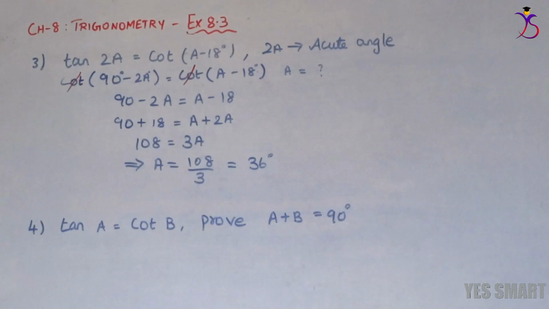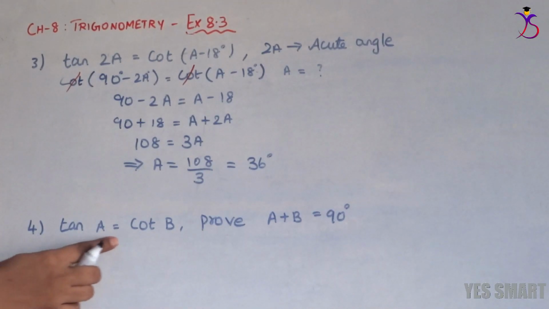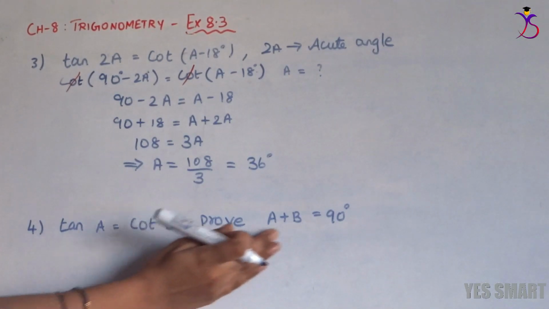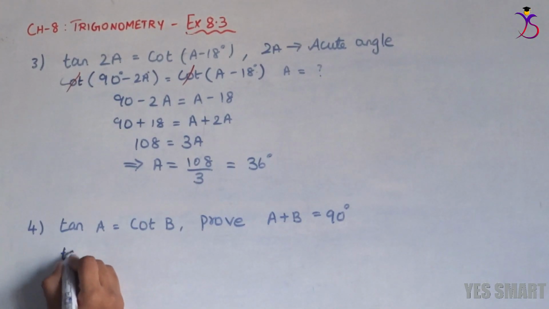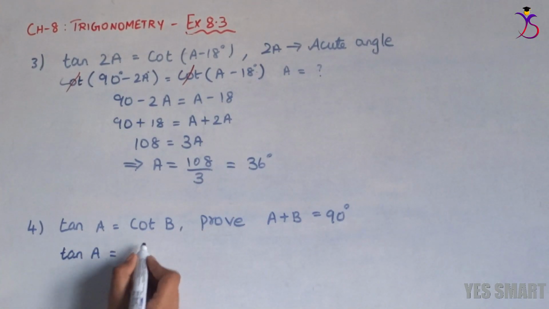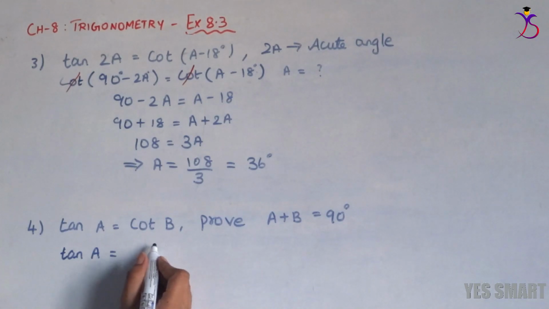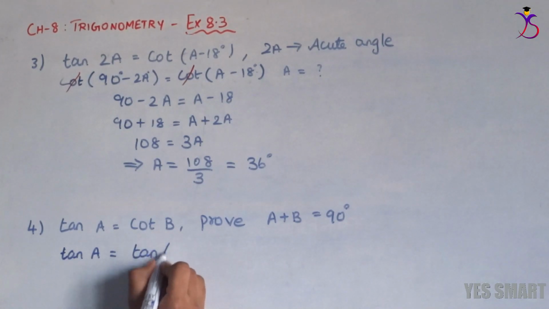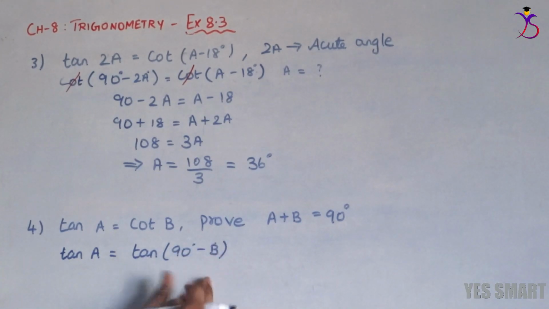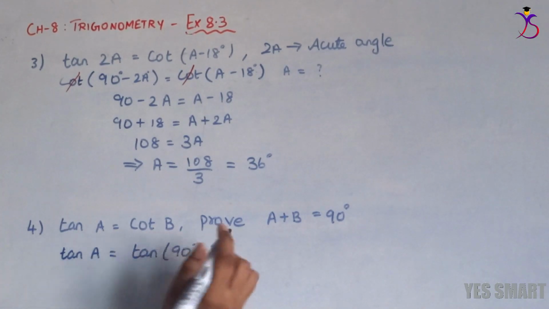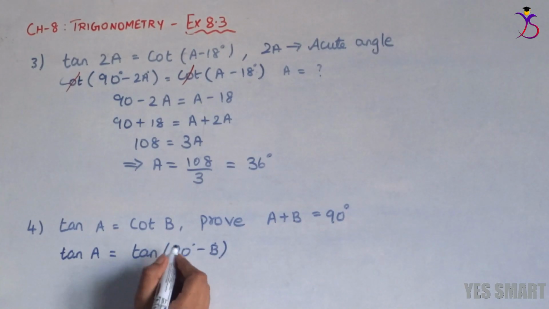Therefore, a is 36 degrees. Now moving on to the fourth sum. It is given that tan a equal to cot b. We have to prove that a plus b equal to 90 degrees. The same as the other sums, I'm just going to reformat this cot theta to tan (90 minus theta). I just want everything to be in tan theta so that I can cancel the tan easily. We already know that cot theta equal to tan (90 minus theta).